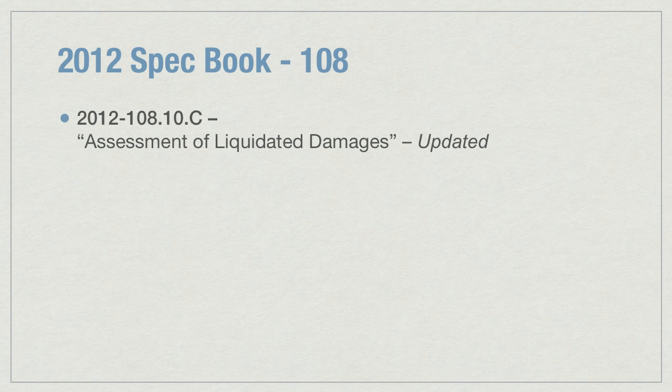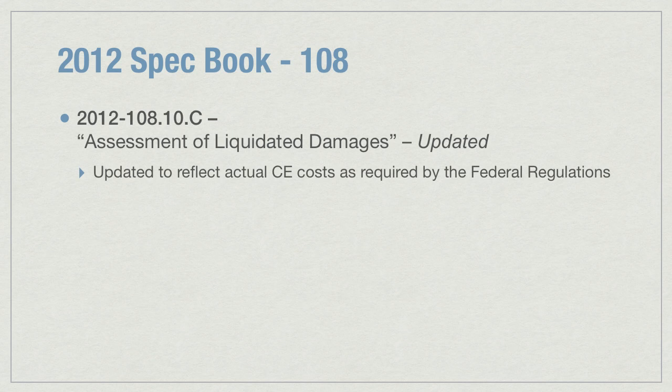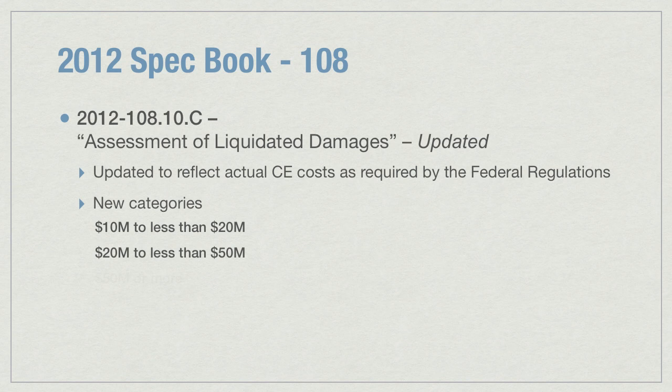Subsection 10810C, Assessment of Liquidated Damages. Liquidated damages are assessed on a project to recover construction engineering costs as required by the federal regulations. In the 2012 book, the liquidated damages table has been updated to reflect actual construction engineering costs. In addition, several new categories have been added to the liquidated damages table. Now there's a category for $10 to $20 million, $20 to $50 million, and a category for $50 million or more.